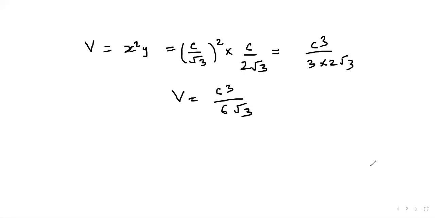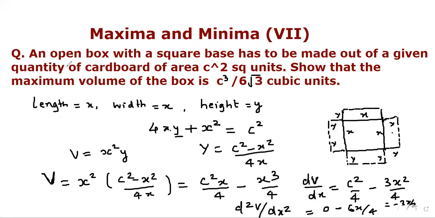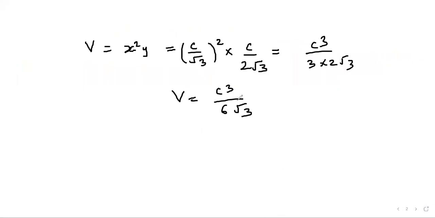Now let's go back to the question. The question was, an open box with a square base has to be made out of a given quantity of cardboard of area c square units. Show that the maximum volume of the box is c cube divided by 6 root 3. And here our answer is V equal to c cube divided by 6 root 3. Hence, it is proved. Thank you for watching.